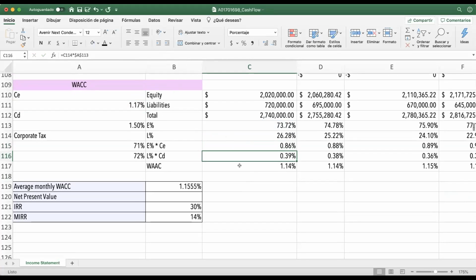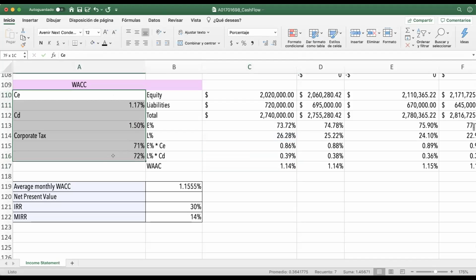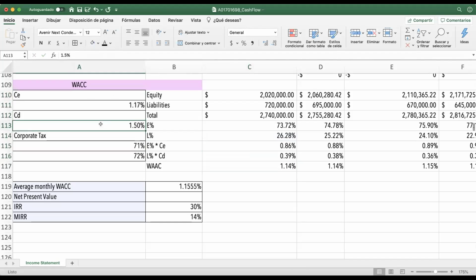And double click on there. I mean, review your formula, because I'm getting confused by the way you have your values organized. But do review your formula and make sure that the tax shield is applied to the interest rate. I mean, that is to the cost of debt.